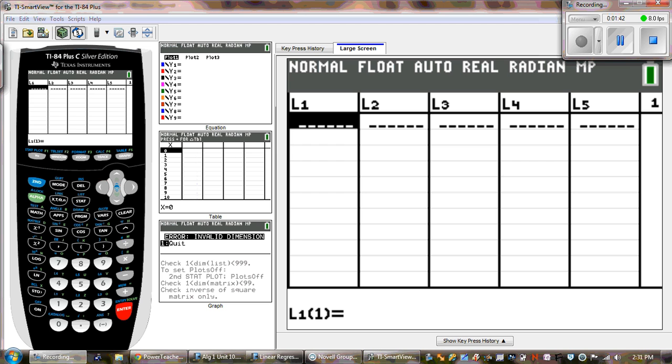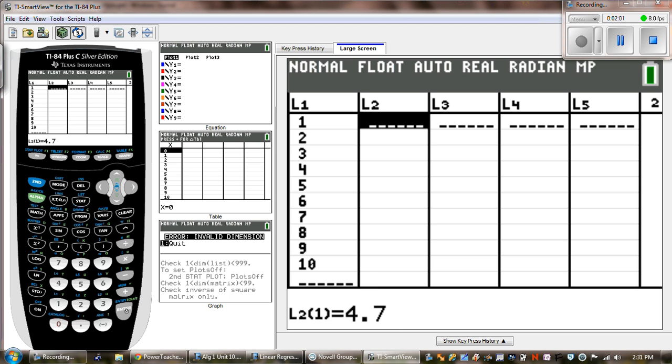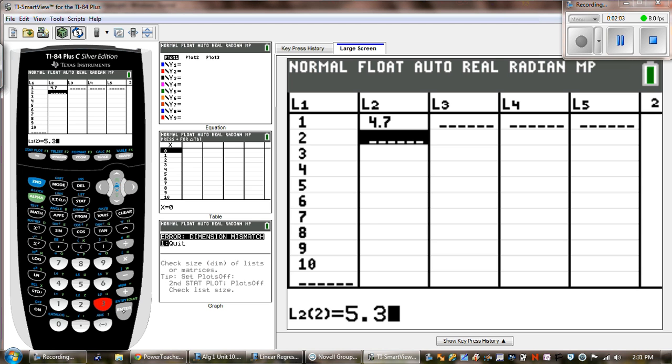Now that everything's cleared, I'm going to start typing in all of the information. So x is 1, 2, 3, 4, 5, 6, 7, and 10. I'm going to do the same thing with the y. So it's 4.7, 5.3, 6.2, 8.5, 9.1.